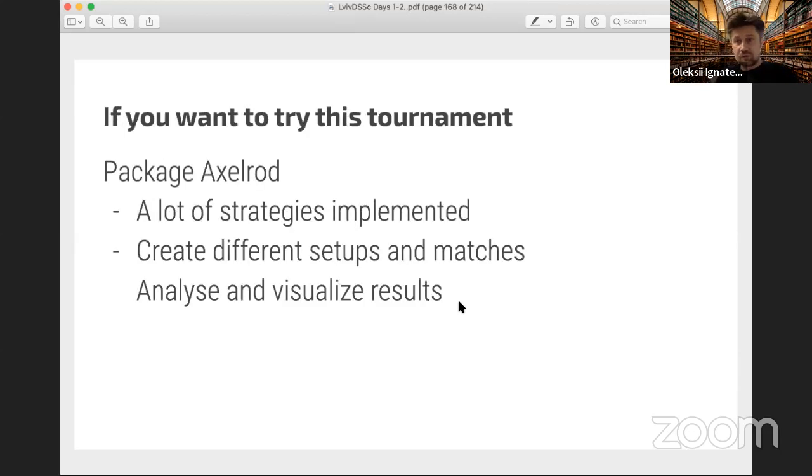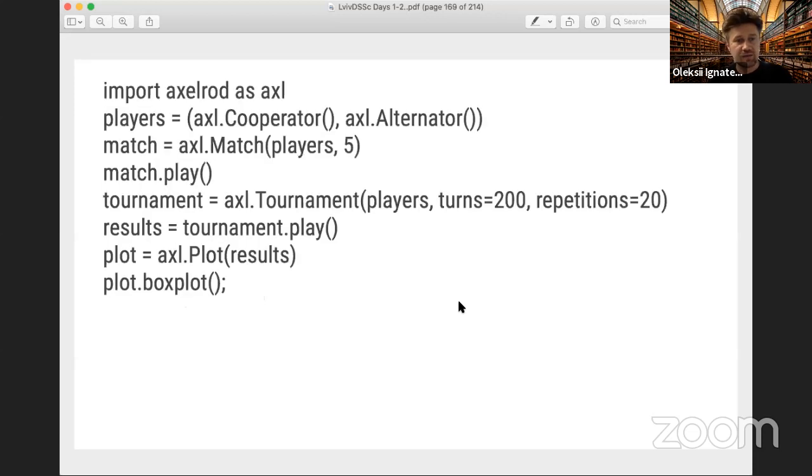And if you want to replicate it or try your own tournament, it's very simple. You can use the Python package Axelrod, and this package has lots of strategies implemented, and you can create different setups and matches between different strategies, and you can analyze and visualize results quite beautifully using all the power of Python. To do this, for example, you just need to import the Axelrod package. You can define players and then start a match or tournament, and then just show the result.